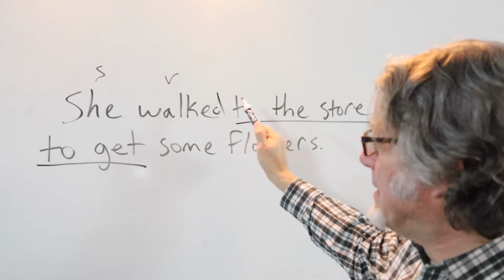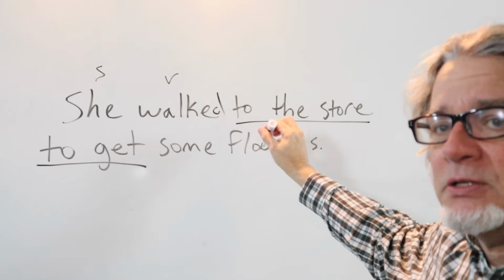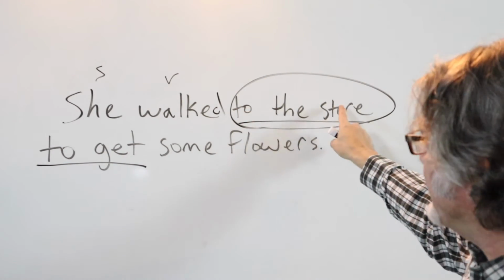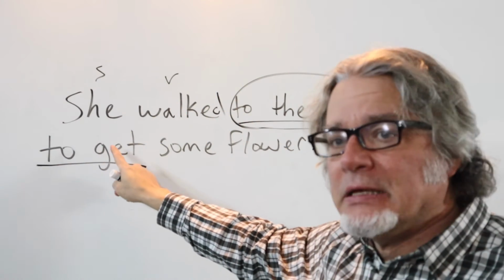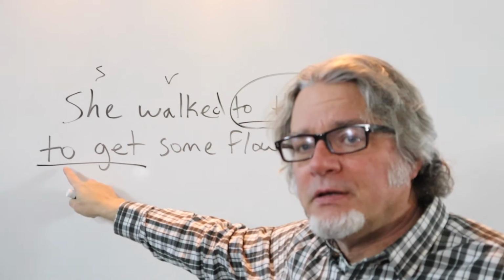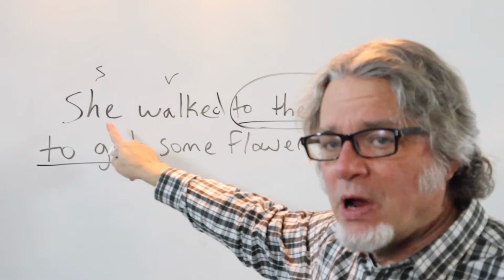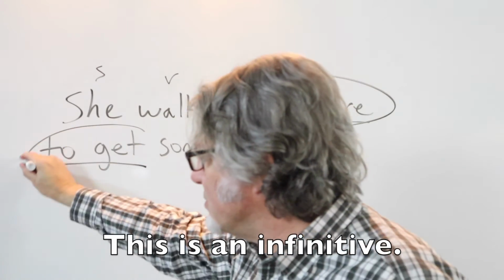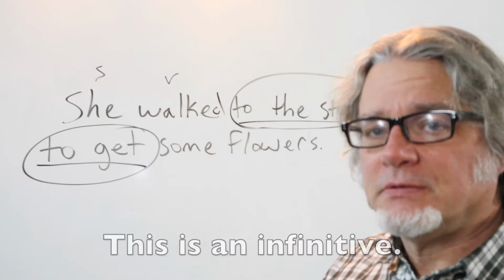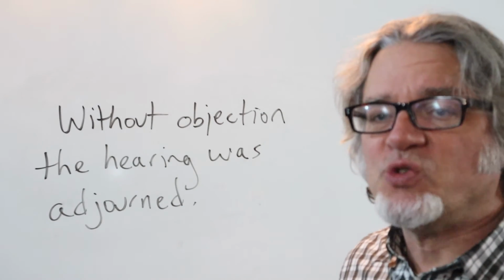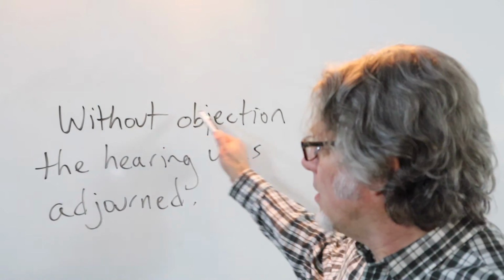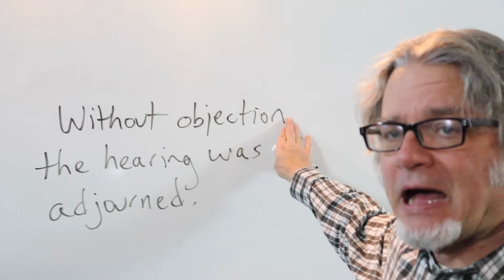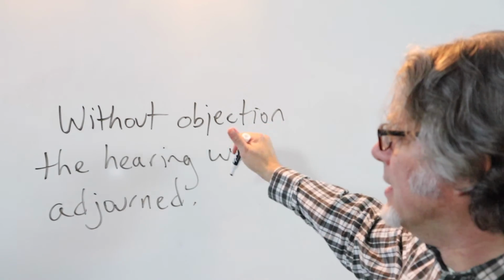But again, be careful to identify the prepositional phrase with a preposition and the noun, and the infinitive. Here is the word to, and this is a verb in the simple form of the verb. This is an infinitive. Here's a sentence that begins with a prepositional phrase. There are 2 words here and not a comma. You could put a comma here if you chose to.